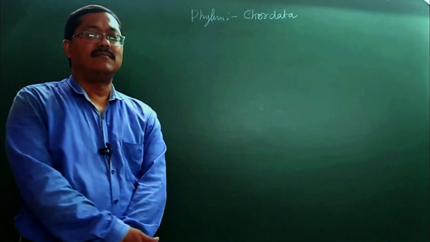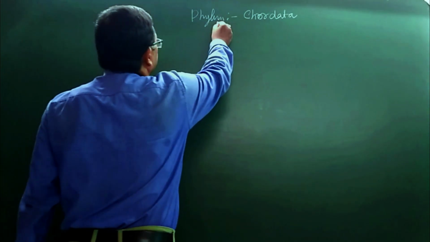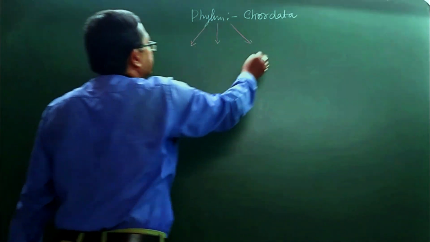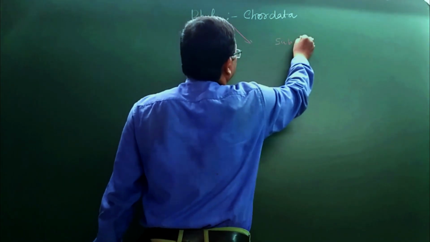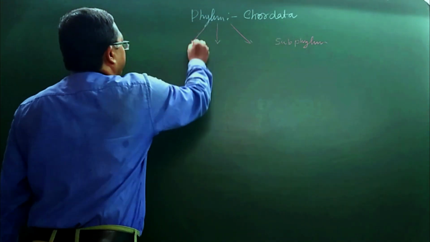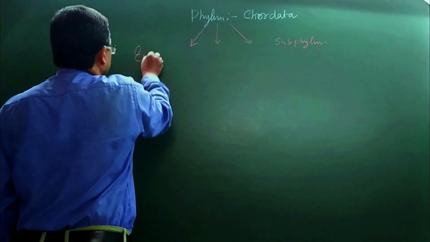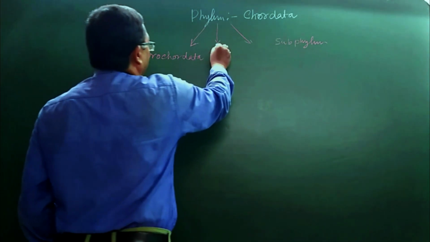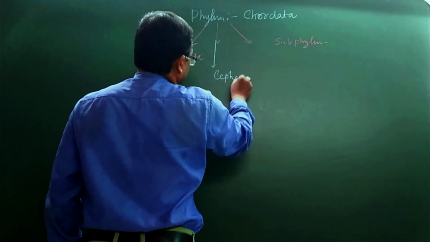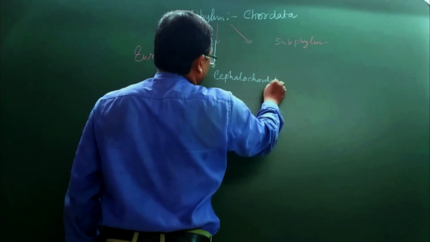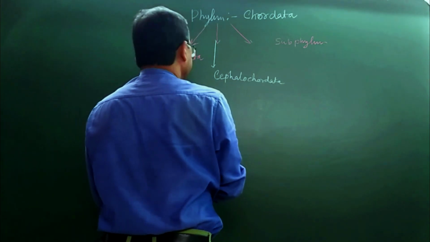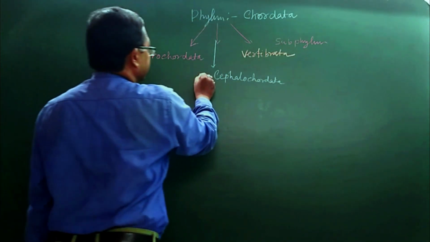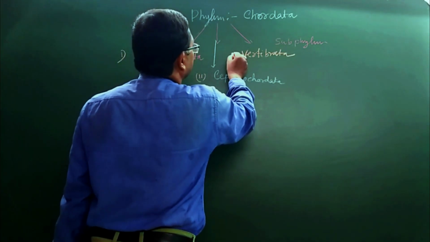Classify the phylum Chordata. Phylum Chordata is differentiated into three subphyla: Urochordata, Cephalochordata, and the third is Vertebrata. The most advanced subphylum is Vertebrata.